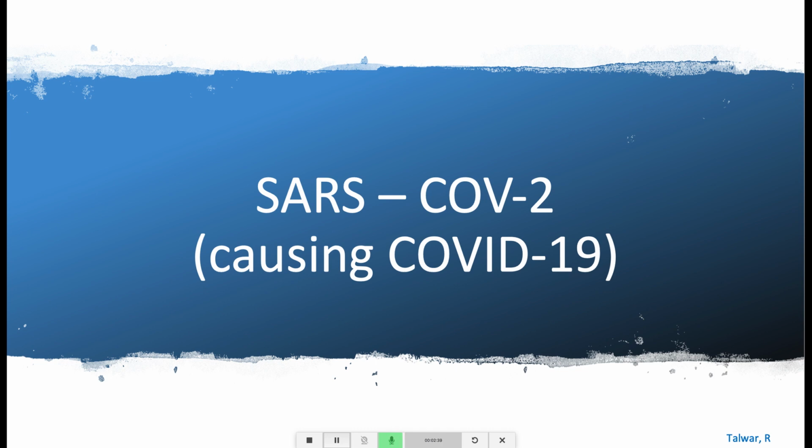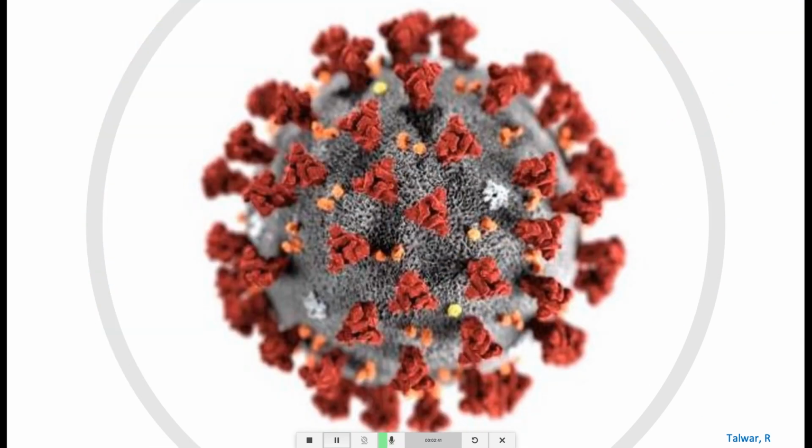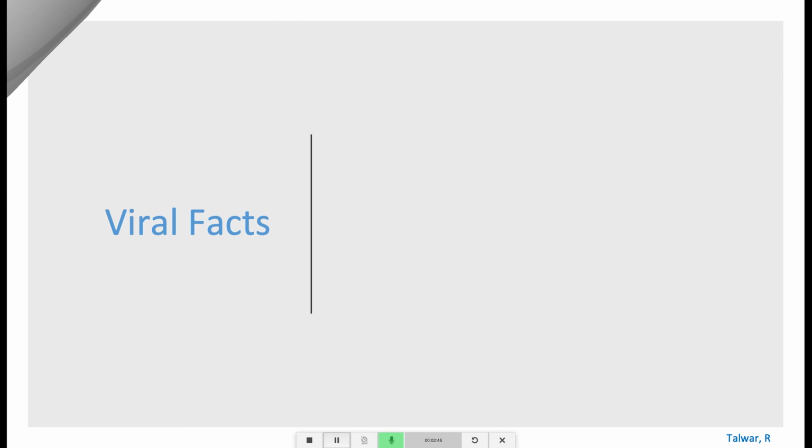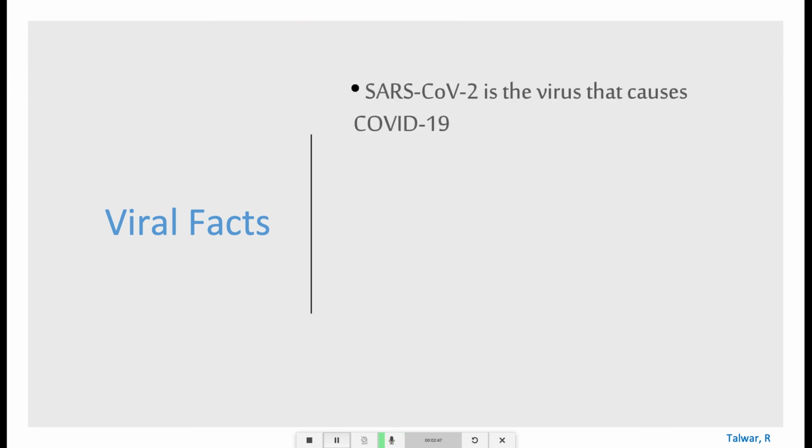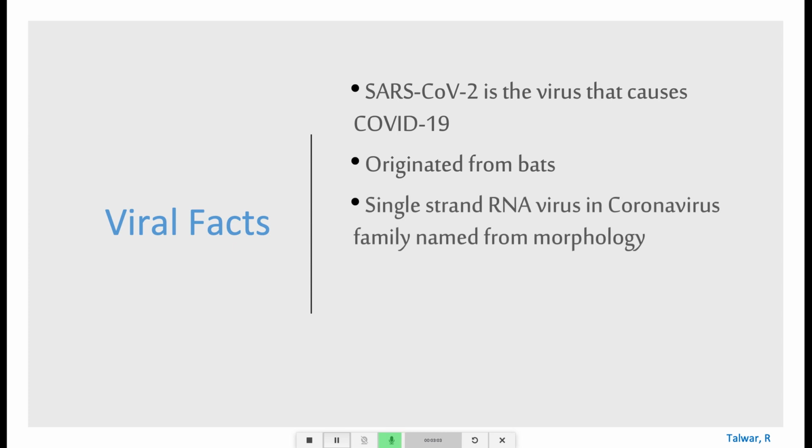SARS-CoV-2 is the virus that causes COVID-19. So this is what it looks like. Quite pretty, actually. So some viral facts. SARS-CoV-2, or CoV-2, is the virus that actually causes COVID-19. So COVID-19 is not the virus, SARS-CoV-2 is. It originated from bats, as we all know. It is a single-strand RNA virus in the coronavirus family. And so it's a pretty simple virus.